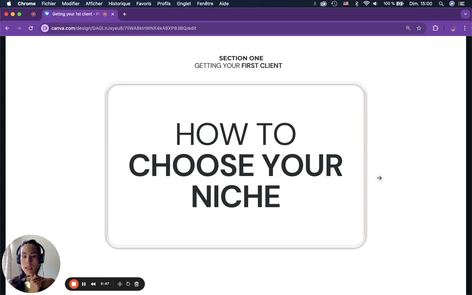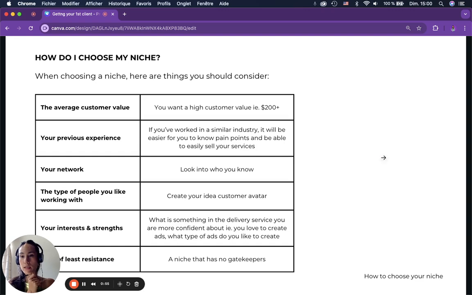So I think at the beginning, before you even choose a client, you're going to have to choose a niche or a few niches. So here are some things that you should consider to help you choose a niche. Think about the average customer value. You want a high customer value.